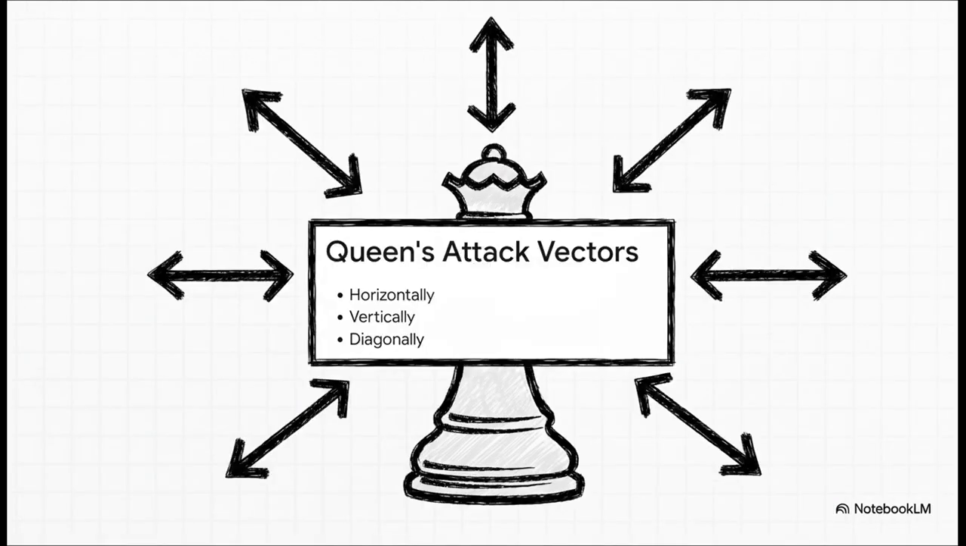Yeah, so think about it. Every time you put a queen down on the board, you're instantly blocking off a bunch of squares, all the way across horizontally, up and down vertically, and in both diagonal directions. It's like you're casting this huge shadow of attack vectors.